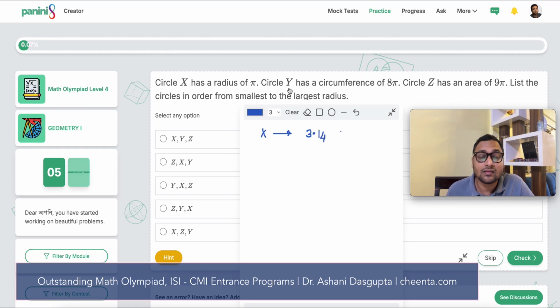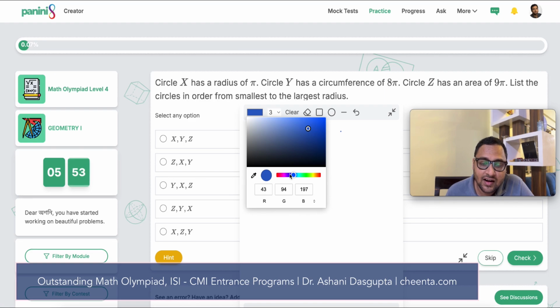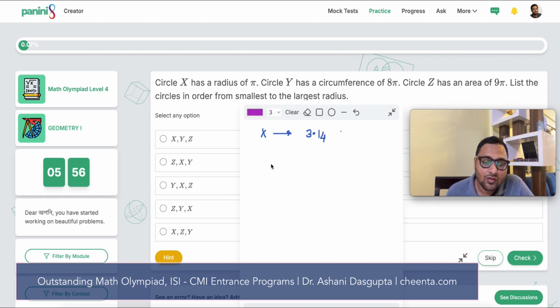The second circle, Y. So I'll use a different color maybe. I'll use this one. Y has a circumference of 8 pi. Okay. So what is the formula for circumference? It's 2 times pi times the radius. So that is equal to 8 pi, which means I can cancel off 2 pi from both sides. So the radius itself is 4. So Y has a radius 4. That's great. So that's the second circle.